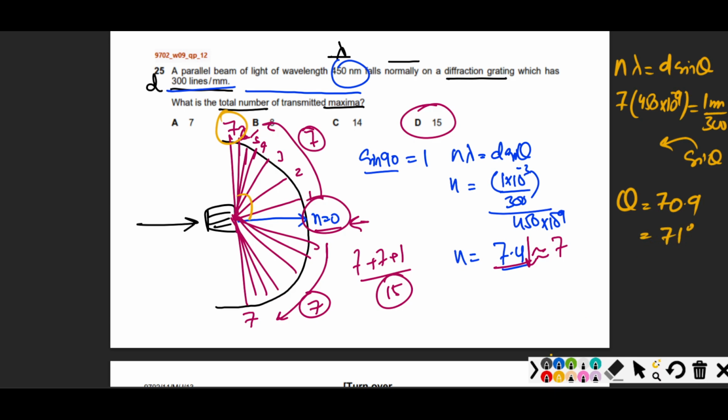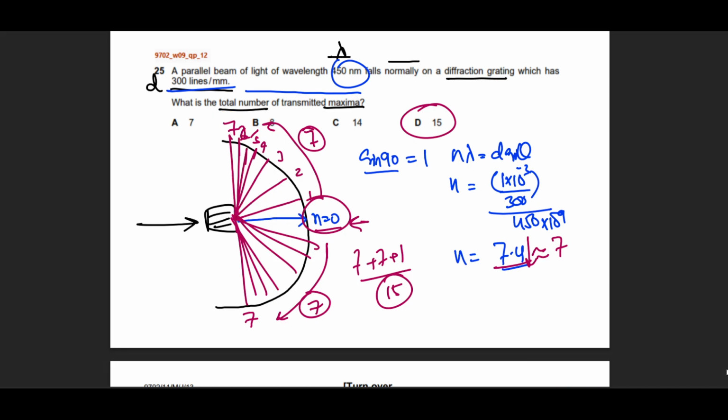What does this mean? It means that at best, this n equals 7 is actually 71 degrees from the center. It couldn't even go to 90 degrees, and it has reached its limit. So that is how you visualize the question. Okay. All right.